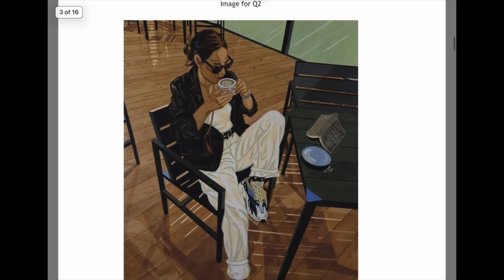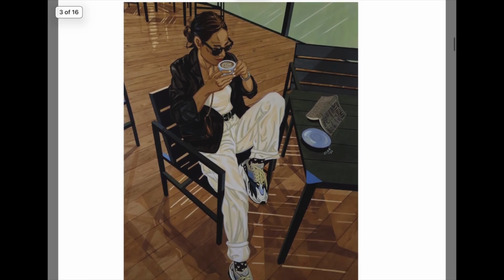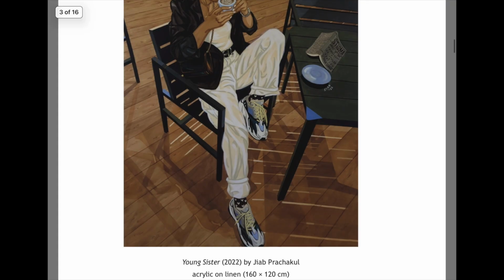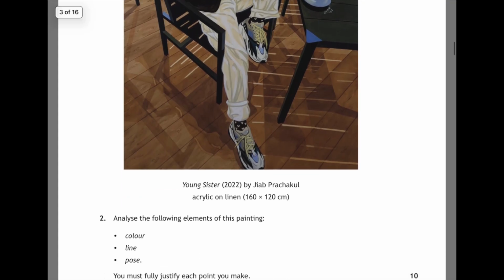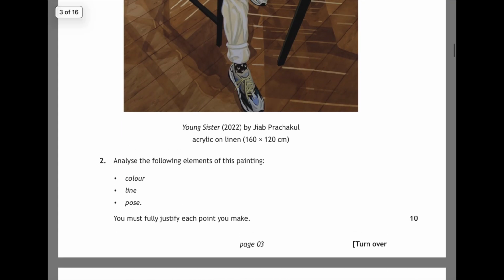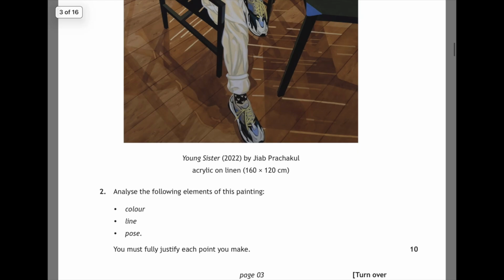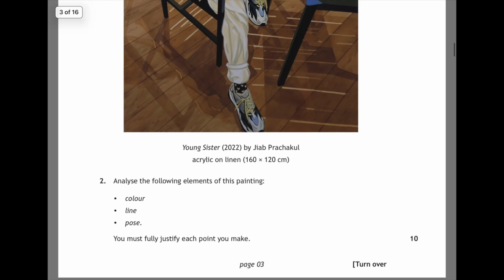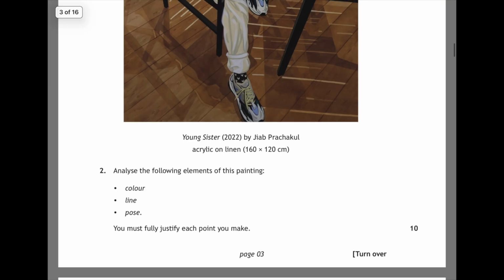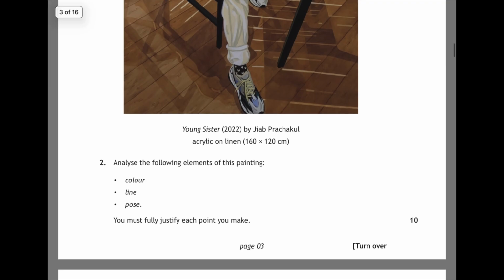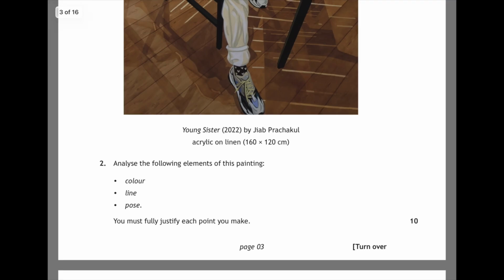So this is the first image that we've got on this past paper. This is obviously a woman sitting in a chair. It's called Young Sister, and we have the details of that listed below. What's really important when you're looking at the unseens is to consider the title, when the painting or the artwork was created, and what material it was created with. You will then be asked to comment on 3 prompts. These can range from colour to composition to line, pose, setting, which you should all be very familiar with.